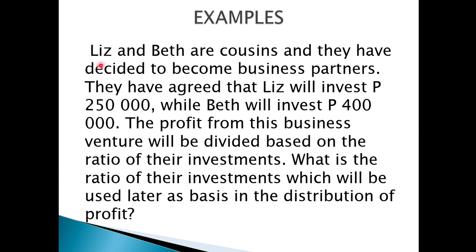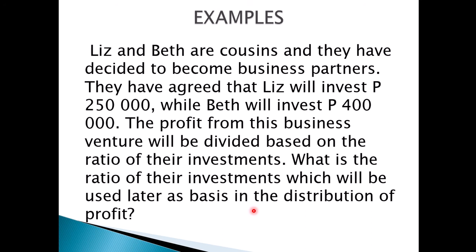For the first one, Liz and Beth are cousins and they have decided to become business partners. They have agreed that Liz will invest 250,000 pesos while Beth will invest 400,000 pesos. The profit from this business venture will be divided based on the ratio of their investments. What is the ratio of their investments, which will be used later as basis in the distribution of profit?